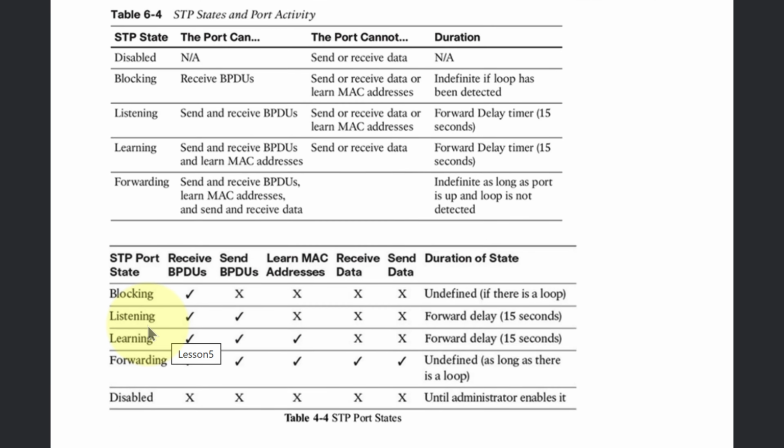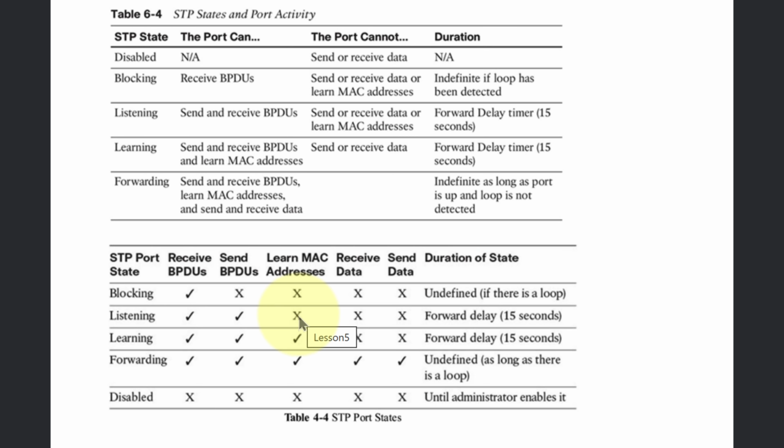Next we have states called listening and learning. These are the states which belong to STP but are not applicable in RSTP. So these states receive BPDU, send BPDU while listening and learning. While listening, they do not learn MAC addresses. It means that they are not updating their CAM table on the switch, but during learning, they do update the CAM table. And while listening and learning, they cannot receive or send data, and it lasts for 15 seconds.